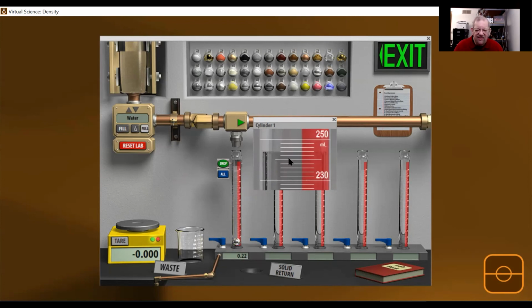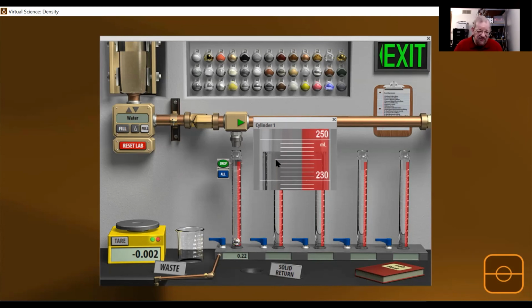Each line here is 2/10 of a mil, or 2 milliliters, 2, 4, 6, 8. This would be 40. This larger line, not as big here, 240, 242, 244. So this would be 244, or if you notice, it's right on the line, 244.0. For this lab, if you get 3 significant figures from your graduated cylinder measurement, that's good enough. So 244, and you're done.